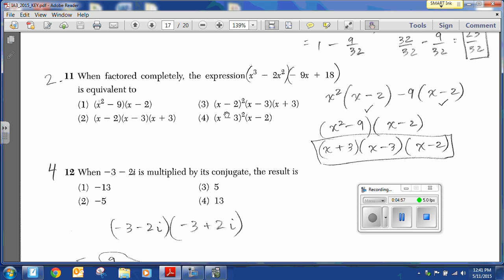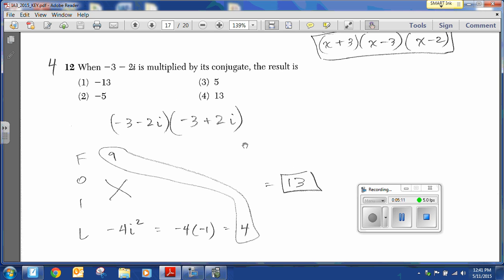Number 11, when factored completely, the expression. Now, this is factoring by grouping. So you extract the x squared, the negative 9, put the check marks there, and we end up with x plus 3x minus 3 times x minus 2.